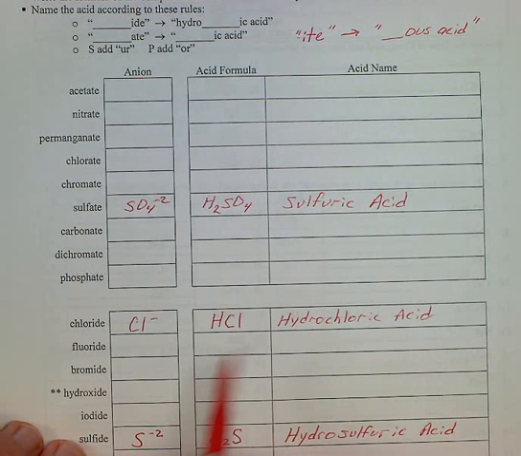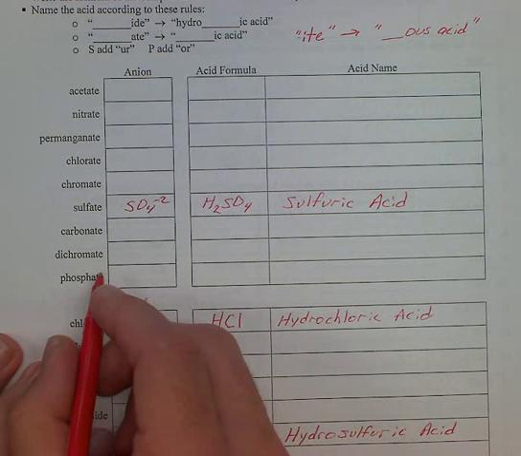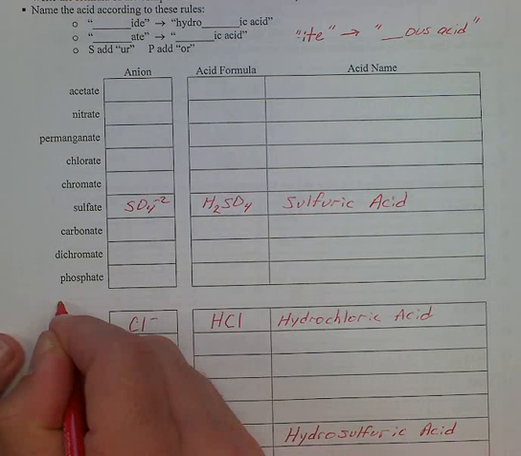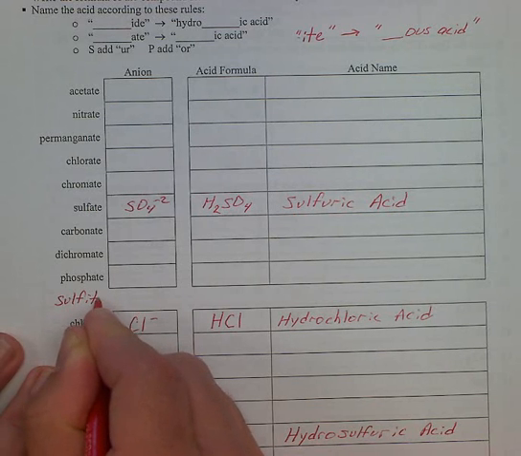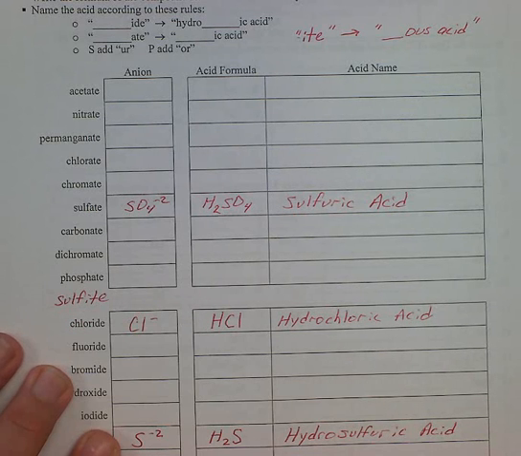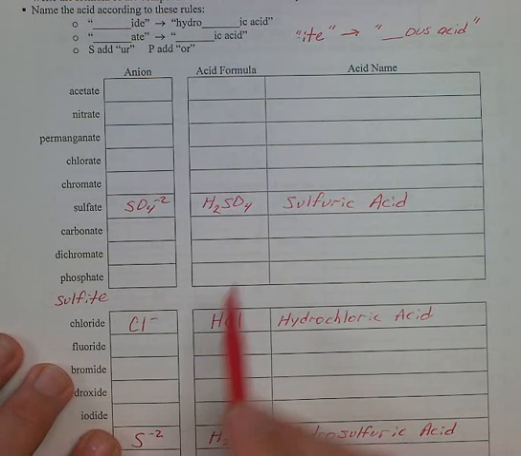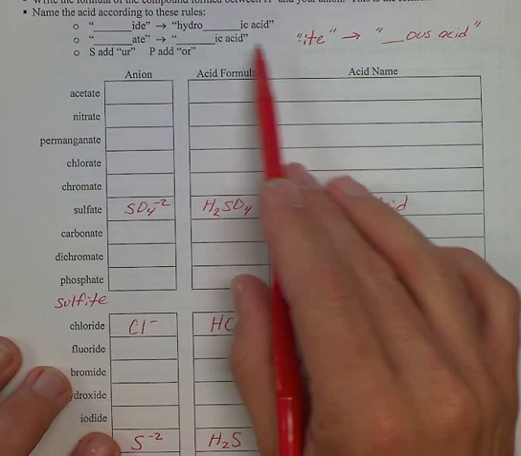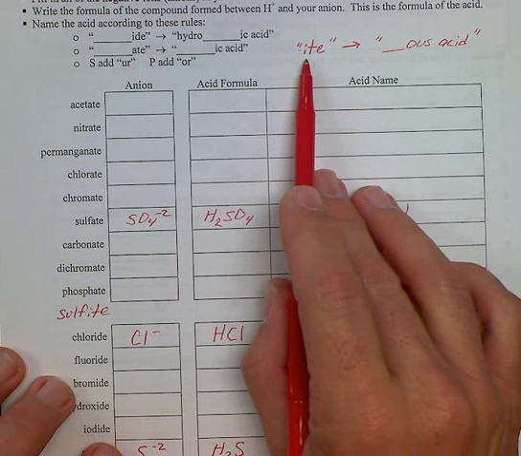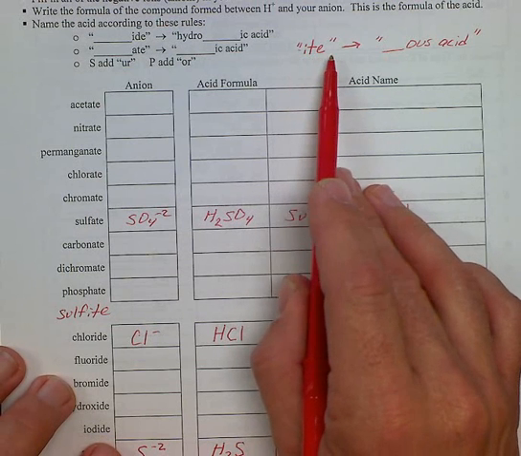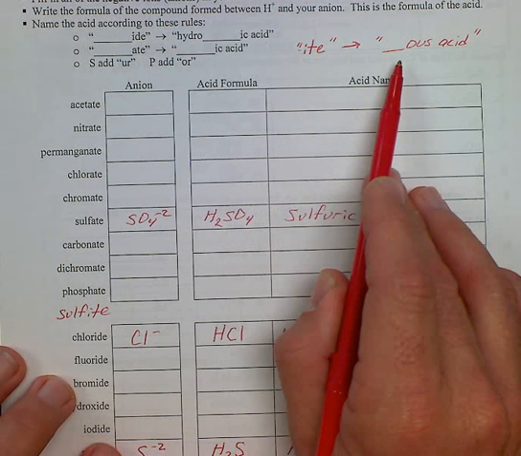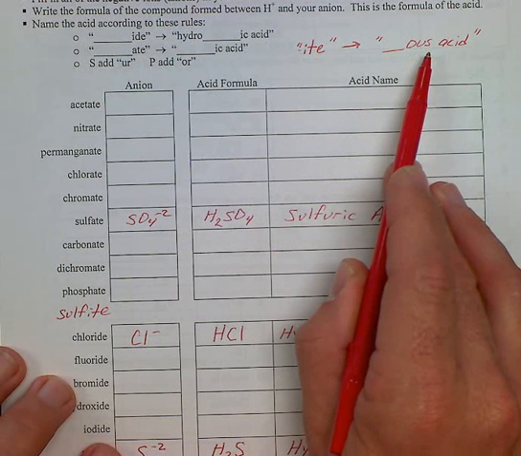And then I'm going to write another one in here that's not listed up here. And that's going to be the sulfite ion, because I didn't have the ITE endings up here. If the anion ends in ITE, like sulfite or phosphite, then the acid ends in OUS. So it becomes an OUS acid.